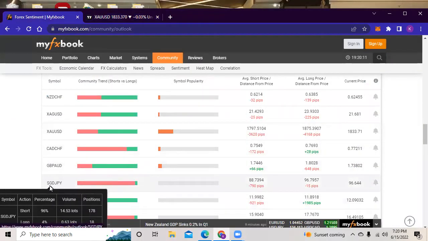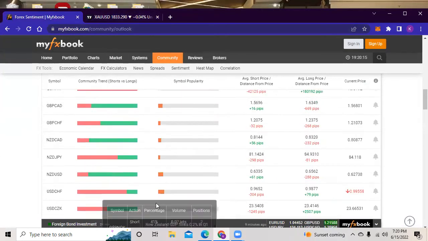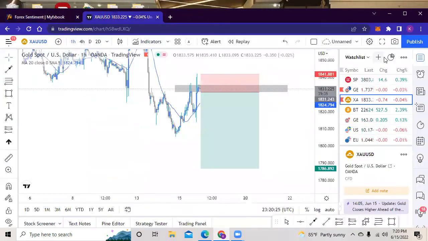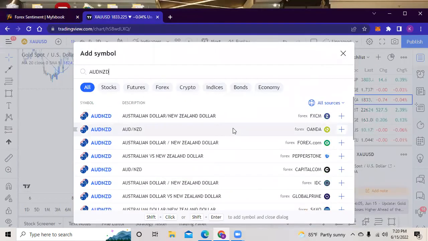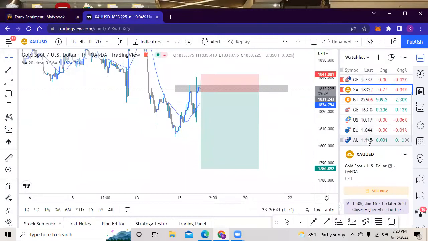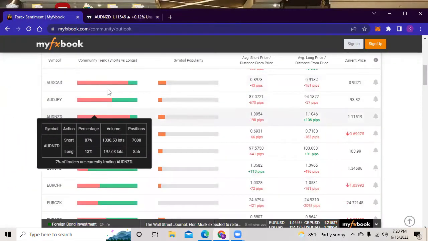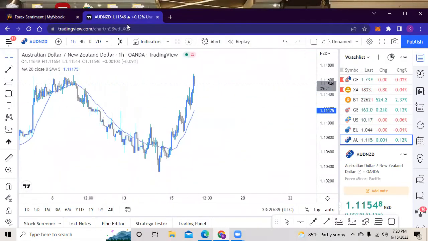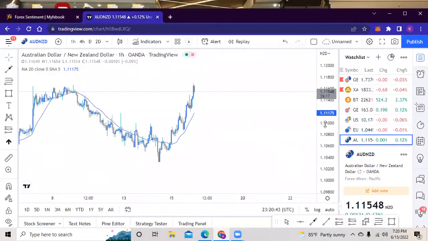Let's look at, I don't know what SGD JPY is. We can give it a look, but I really don't know what that is. So I'm just going to avoid that. Let's look for something where it's a major difference. So like AUD NZD. So you're going to see a major difference on them. And this is going to be the last one we look at because I wanted to make the video really quick. So as you can see, majority of traders are short. So we're looking to go long.